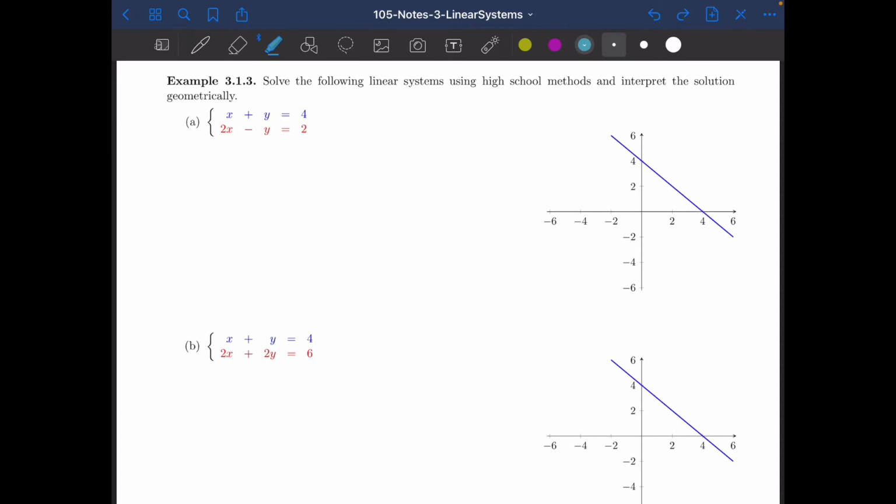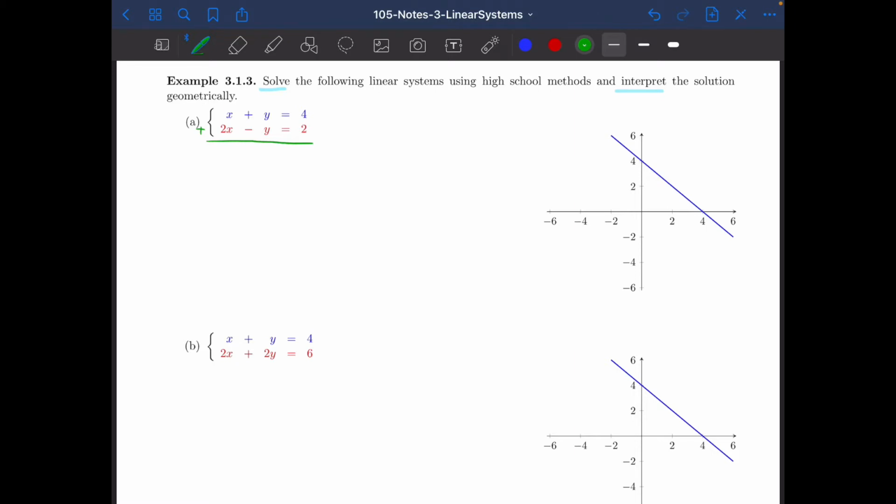In example 3.1.3, we are asked to solve the following linear systems using high school methods and interpret the solution geometrically. In part A, we have a system of two linear equations in two variables. The two variables are x and y. Solving the system means finding x and y. From high school, we remember that we can add or subtract equations in the hopes of eliminating variables. Let's do that here. We see that if we add the two equations, we will have eliminated the variable y.